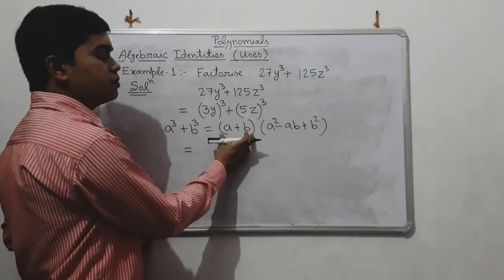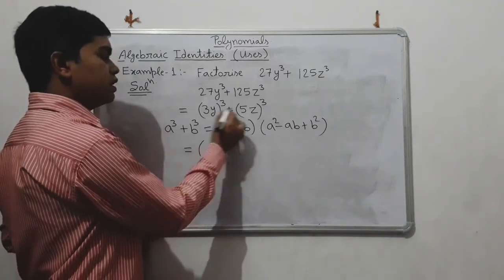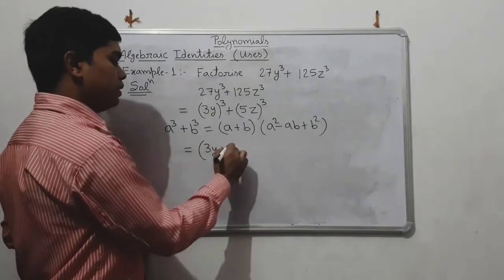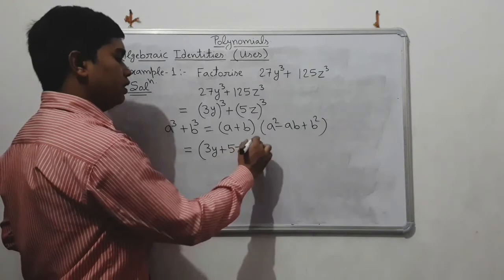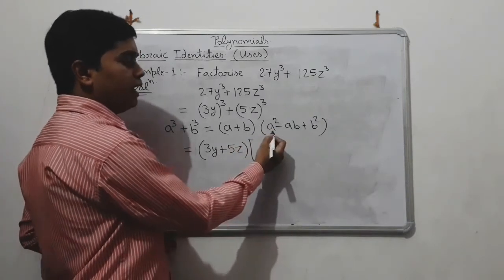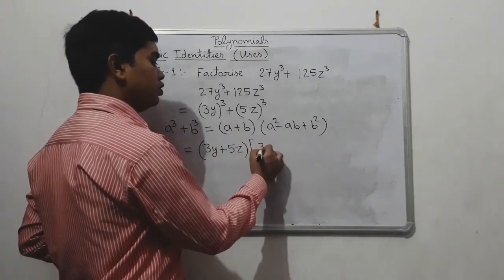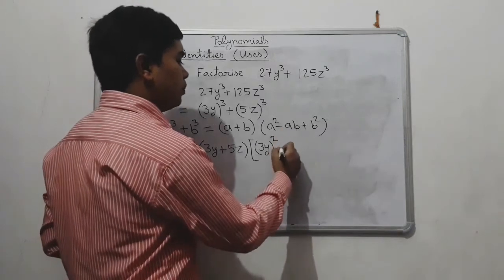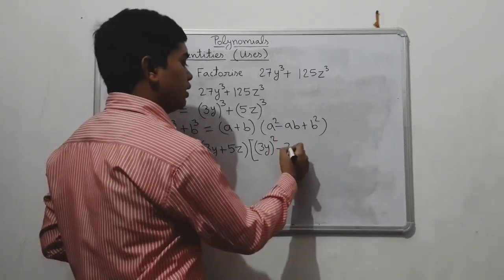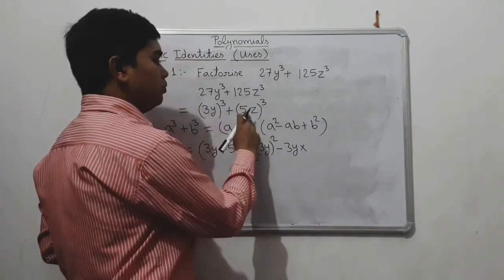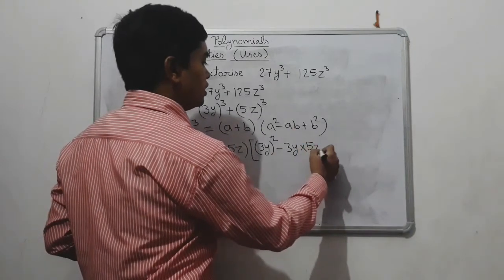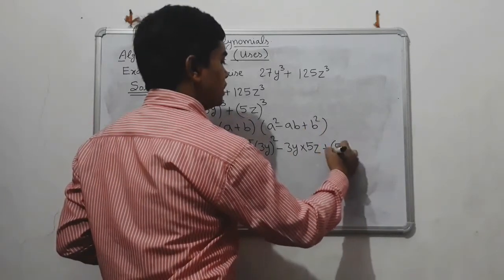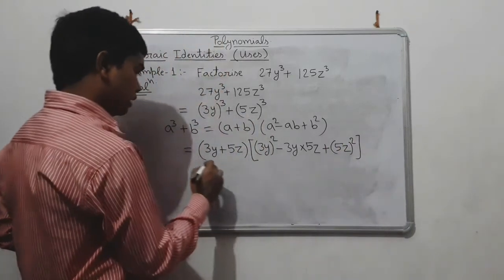So for this, what can we write? Here we have a plus b in the first bracket. This is a and this is b. So in the place of a you will write 3y, and in the place of b you will write 5z. In the second bracket, here we have a square. So for a, again you have to write 3y, and this square you will write outside the bracket, and minus a: in the place of a, again write 3y, and in the place of b write 5z, plus b. Again b is 5z, so write 5z in brackets and put the square outside the bracket.